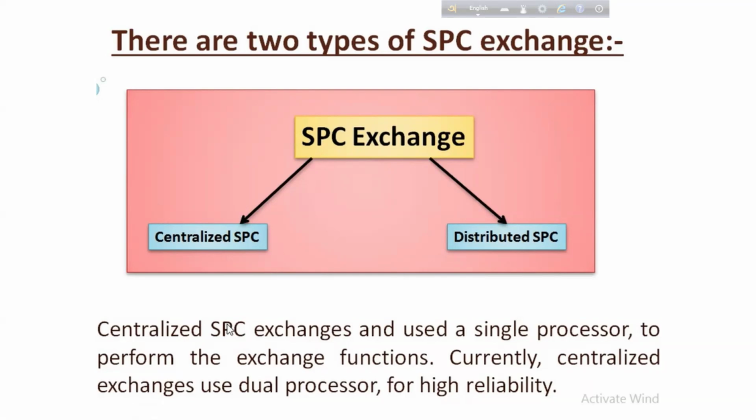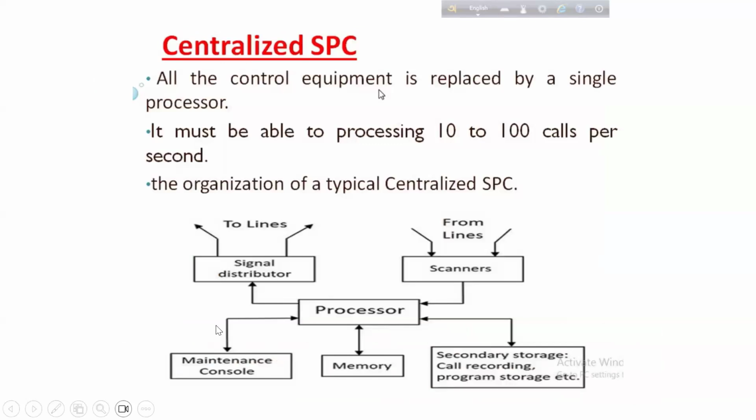Okay, so all of the other elements will be sending the data to the centralized processor, the main processor, and the processor will take the decision as to which task should be done by whom and how. So in centralized SPC, all the control equipment is replaced by a single processor. That single processor will be the main controller, so it must be able to process 10 to 100 calls per second. So basically, all the main functions will be done by a central processor.